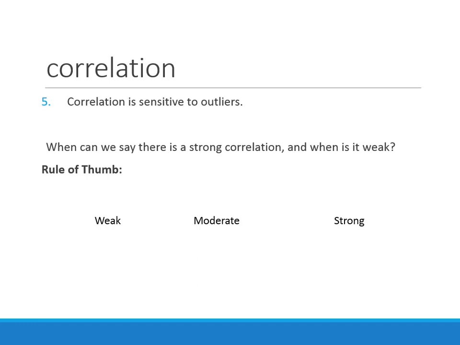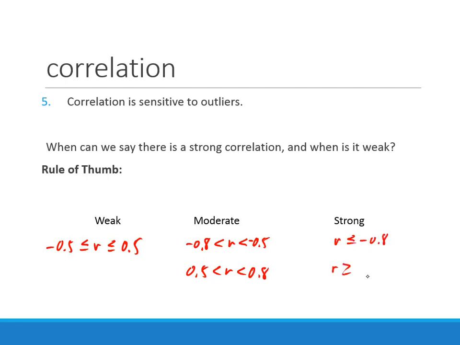And so thinking about weak, moderate, and strong correlation, our rule of thumb here is that weak is if R is between plus and minus 0.5. Somewhere less than 0.5 usually means there's a very weak relationship. If it's between negative 0.8 and negative 0.5, or 0.5 and 0.8, that's a moderate relationship, we could say. And strong is anything bigger than 0.8 or less than negative 0.8.